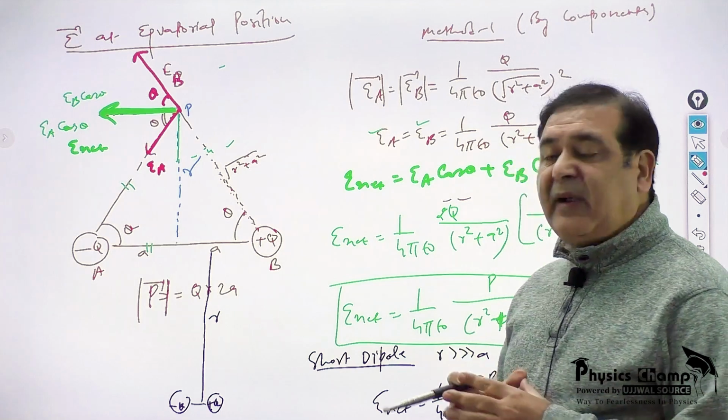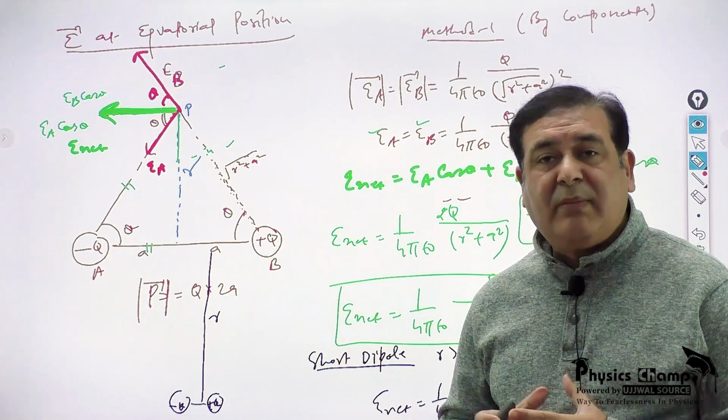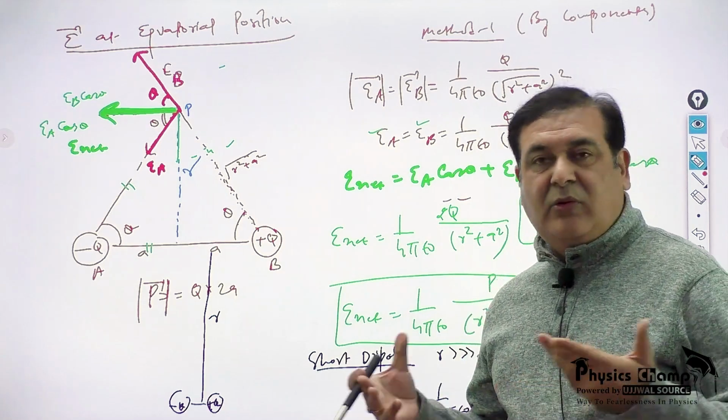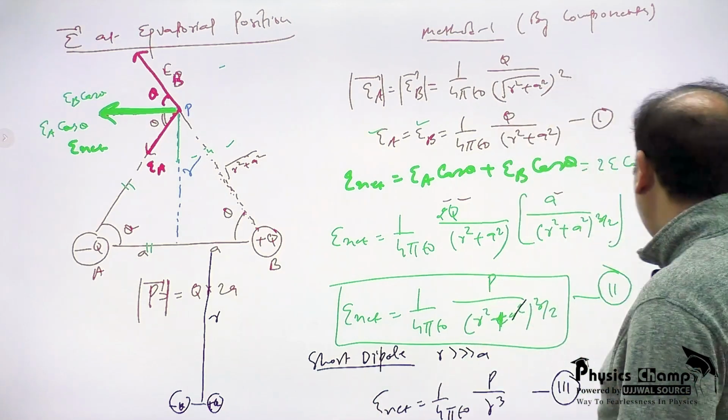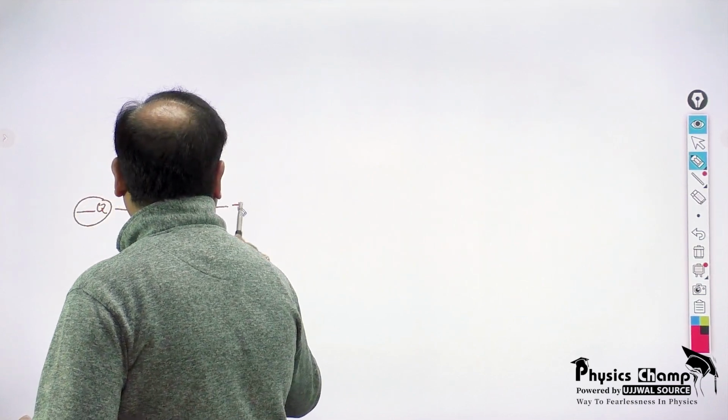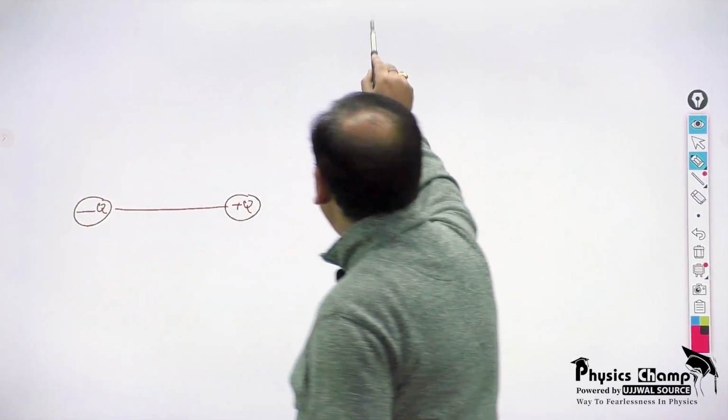So this is the electric field at the equatorial position, one method to find it. Now this is your choice. I am taking another method which is almost the same, but it is always your choice which method you may like. In the second method, I will say this is minus q and this is plus q. This is method 2.